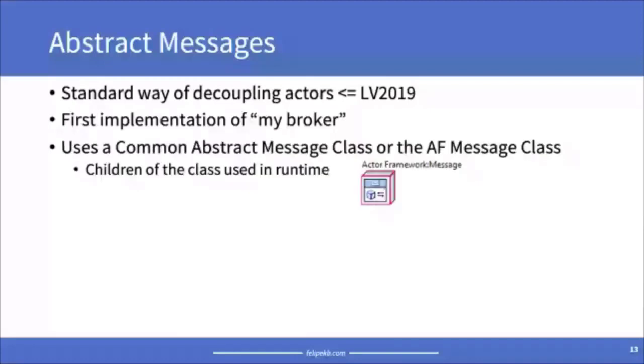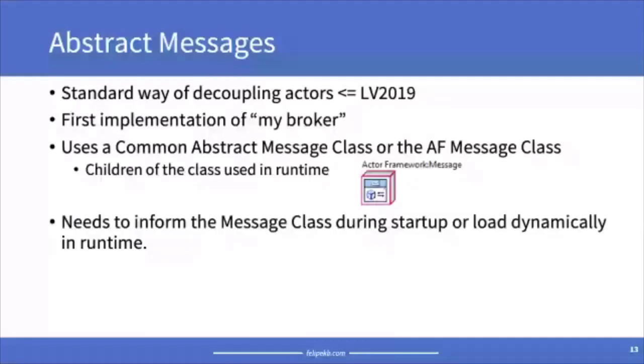This type of messaging uses a common abstract message class. So it can be the Actor Framework message class itself, or a common abstract message that is a child of it. In runtime you use a message class child to pass through the actor, so you can load these classes dynamically, and only in runtime you know which class will be implemented.